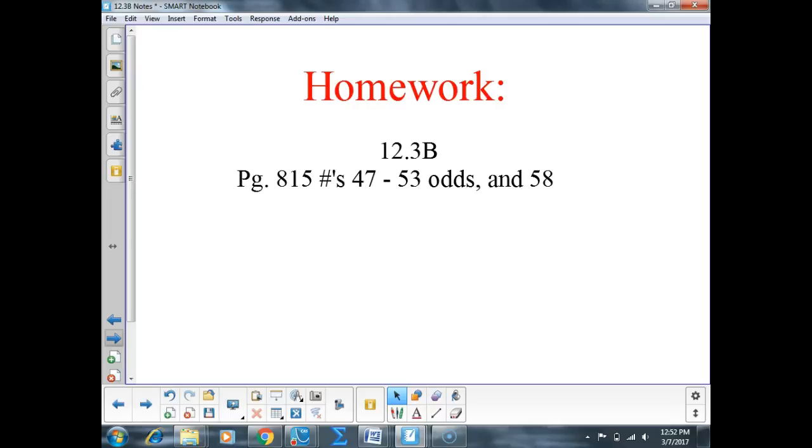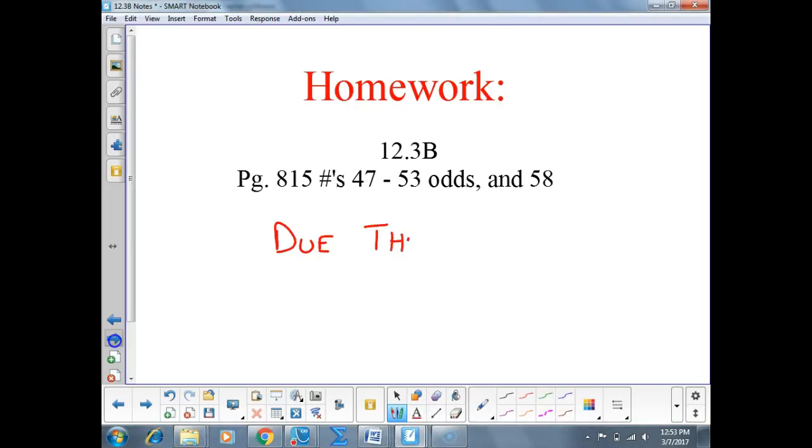This one is due Thursday. Why do you want to do Friday? This gives you an extra day to procrastinate on the assignment. Yeah, exactly. If you can't get it done by Thursday, chances are you're not going to get it done by Friday. So that one's due on Thursday. 47, 49, 50. There's 25 problems.